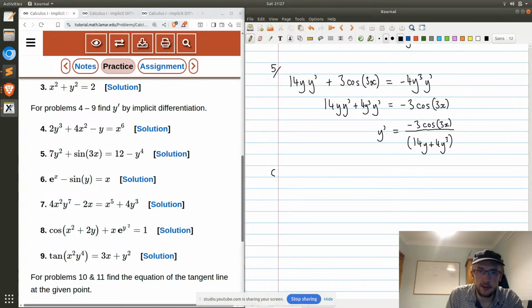Problem 6. That'll just be e to the x. Sine differentiates to cosine, so that'll be minus cosine y prime. So minus y prime cosine y equals 1.